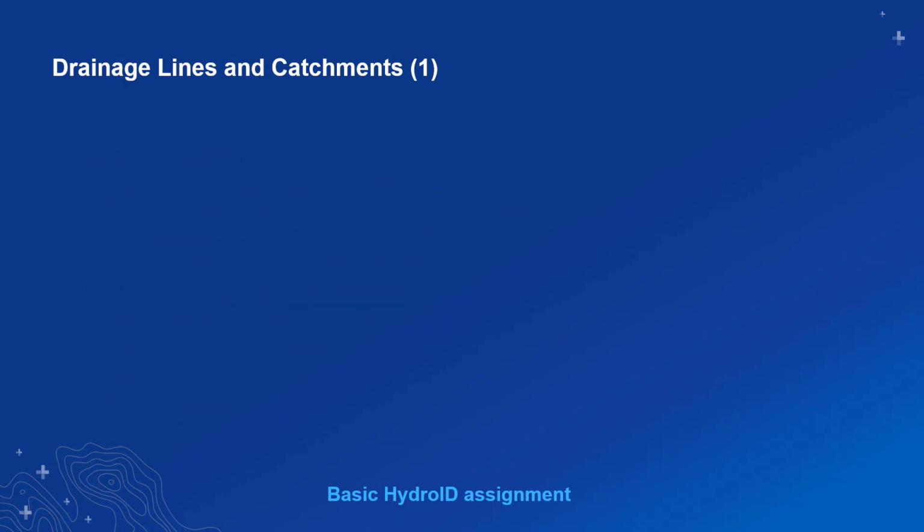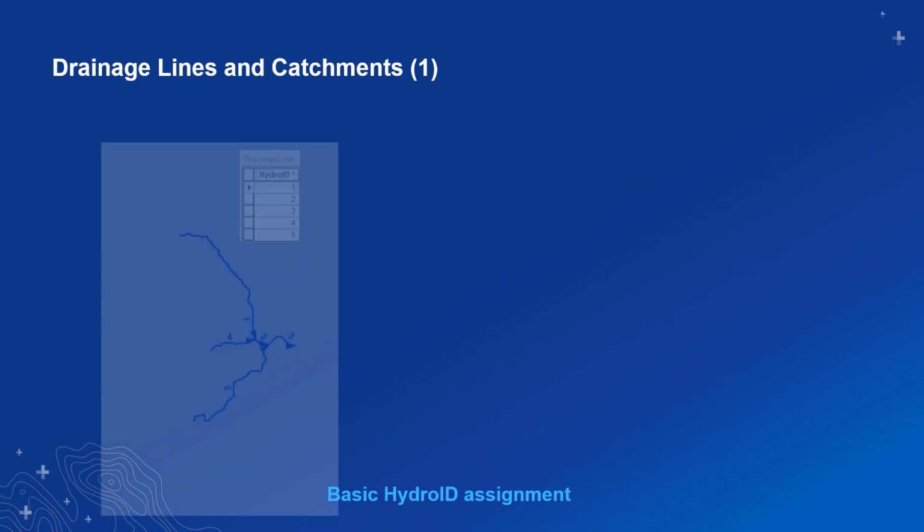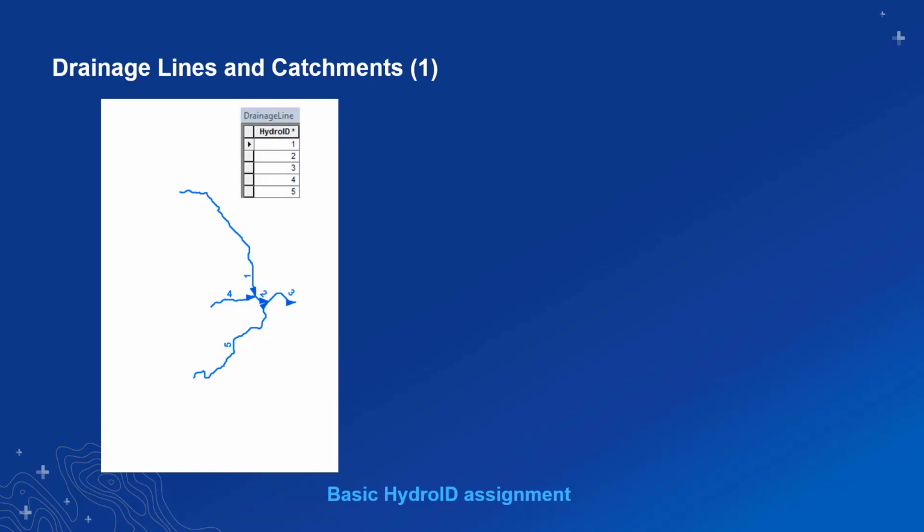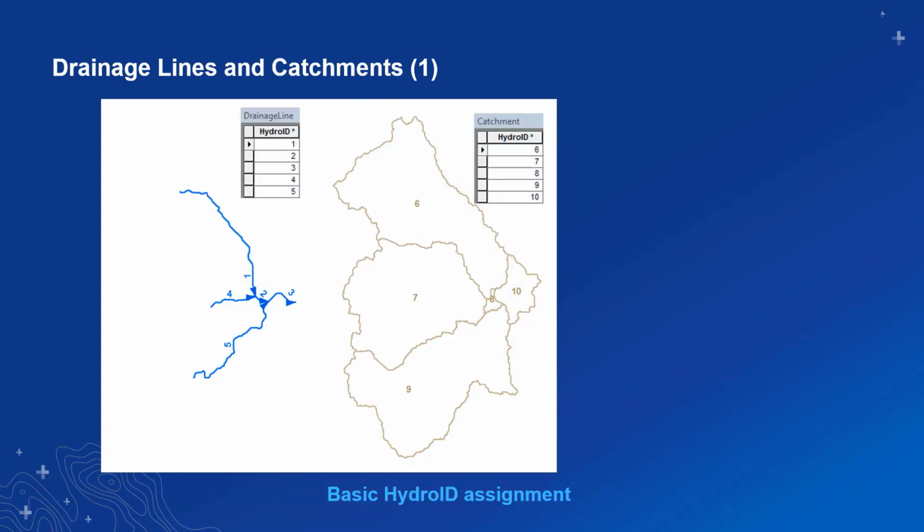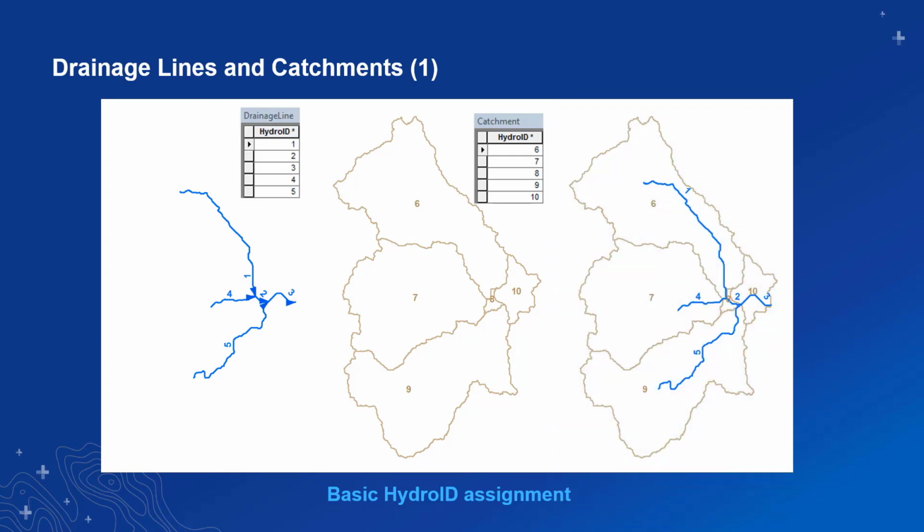Let's look at some data model details. We'll start with the drainage lines and assign HydroIDs to them. We'll continue with catchments, areas draining into drainage lines, and assign unique identifiers to them as well. These unique identifiers form the basis for the linking.